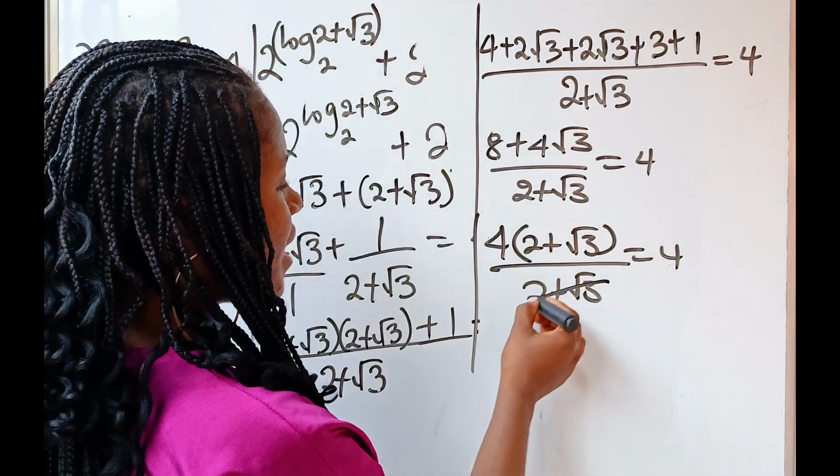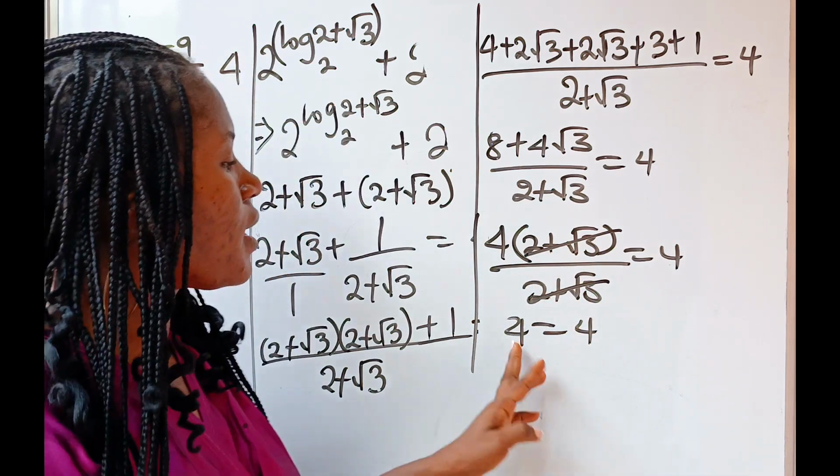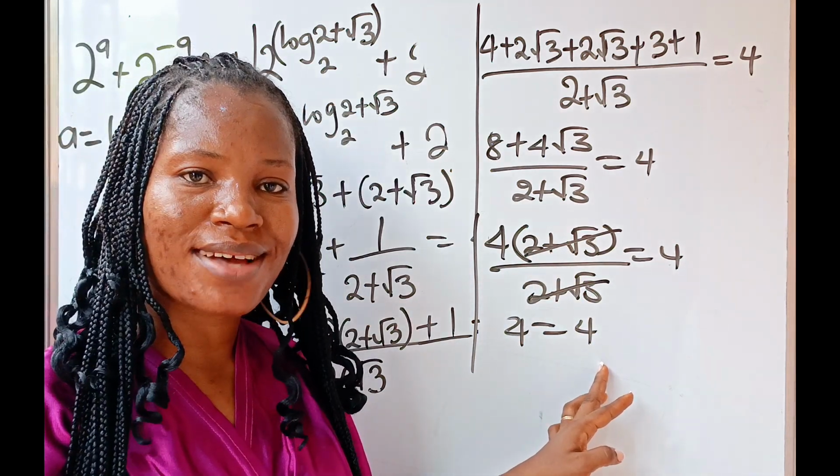Right? So you can see that this, you cancel this, we have 4 is equal to 4. So you can see that the left hand side is equal to the right hand side.